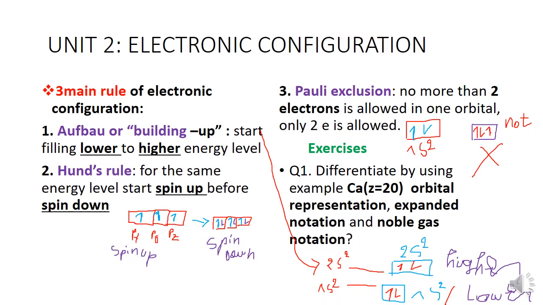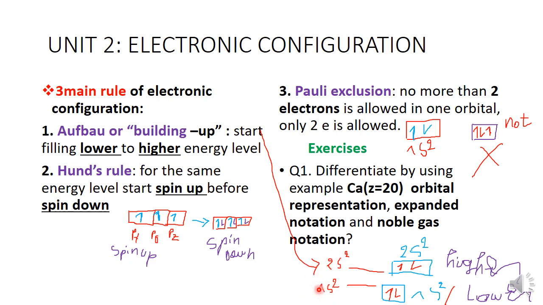Here we also have other 3 main laws, or principles, of electronic configuration. The first one is the Aufbau principle, or building up. It states that when you are filling electron orbitals, you start from the first orbital and go to the next, beginning with the lower energy levels.